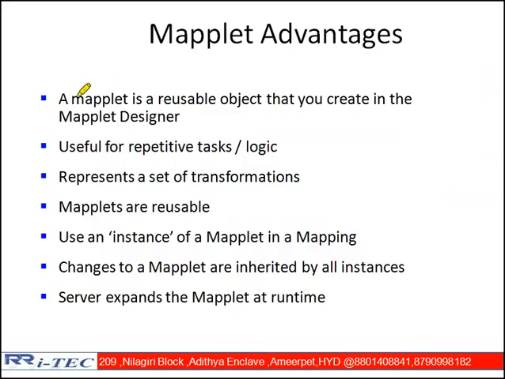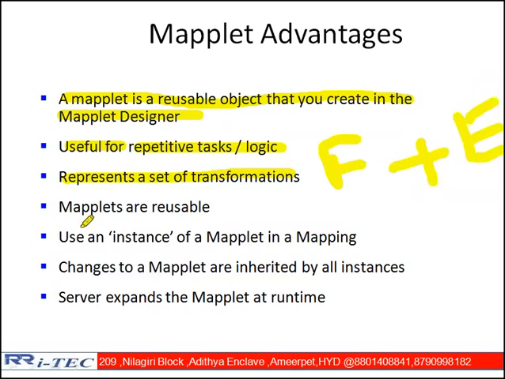Now Mapplet advantages: a Mapplet is a reusable object that you create in the Mapplet designer, useful for repetitive tasks or logic, and represents a set of transformations. In our case, we used the filter plus expression, both. Mapplets are reusable. In other mappings also, if you want to use it, you can go and use it. Use an instance of Mapplet in a mapping. Changes to a Mapplet are inherited by all instances. Suppose if you change anything in the filter condition or expression, that change will apply wherever you use the Mapplet.